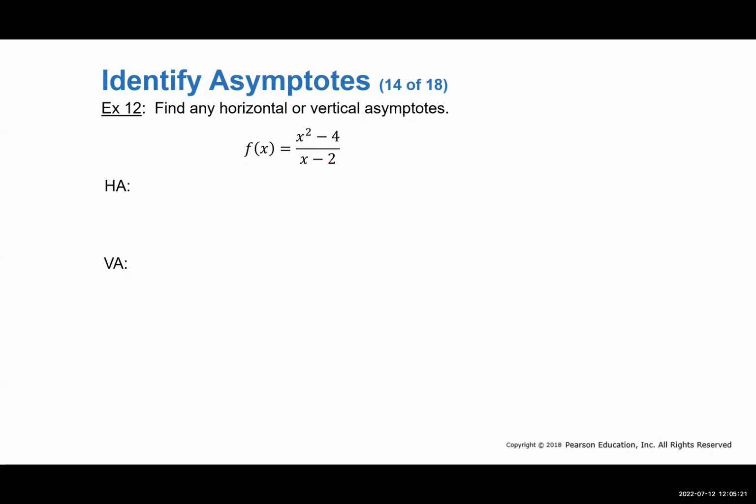All right, find the horizontal or vertical asymptote in number 12. So for the horizontal asymptote, we're going to use that same chart. We have a 2 over a 1, and so it's top heavy. That means that the horizontal asymptote is none.